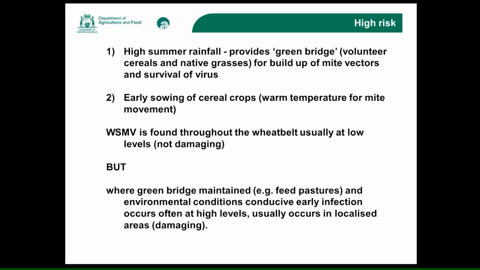What we do know as well is that wheat streak mosaic virus is found throughout the wheat belt, but it is normally at very low levels, and the levels that we've been finding haven't been damaging in the past. But this year, where we've seen the green bridge being maintained, such as for feed for stock, and the environmental conditions being warm early in the season with those early sown crops, there is that carryover of the virus between the green bridge and the emerging crops, and this is often as a localised infection within a crop. And these levels have been quite damaging.